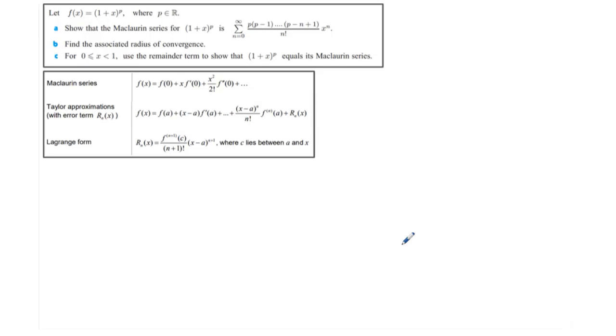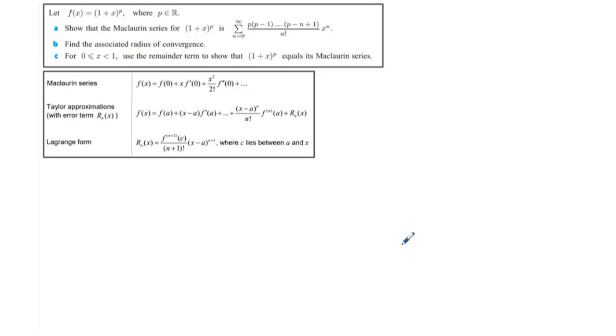Let f of x equal (1 plus x) to the power p, where p is some real number. Let's show that the Maclaurin series for (1 plus x) to the p is the sum from n equals 0 to infinity of p times (p minus 1) times (p minus 2) times (p minus 3) times and so on, all the way up to (p minus n plus 1), times x to the n over n factorial.